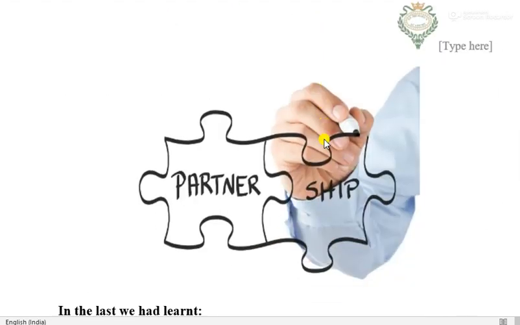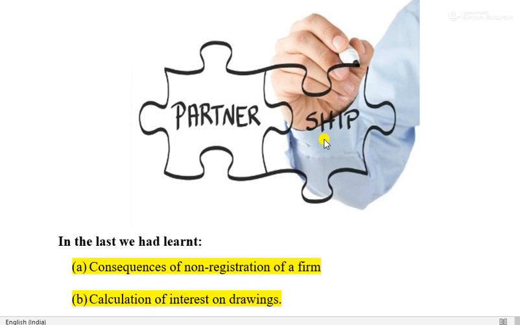We were continuing with partnership, and in the last class, we had studied topics such as what are the consequences of non registration of a firm, or what are the benefits if we register a firm. This is an important topic for the theoretical part, and it always comes in the exams. So, it's important that you learn those points. Next, we had discussed how interest on drawings is calculated. I had told you that when the dates of drawings are not given, we simply divide the interest by 2, or we multiply it by 6 by 12.